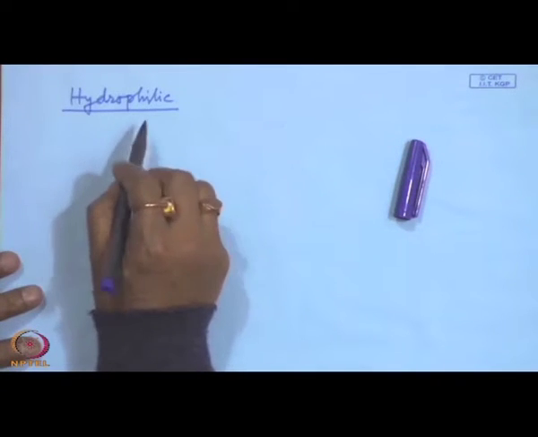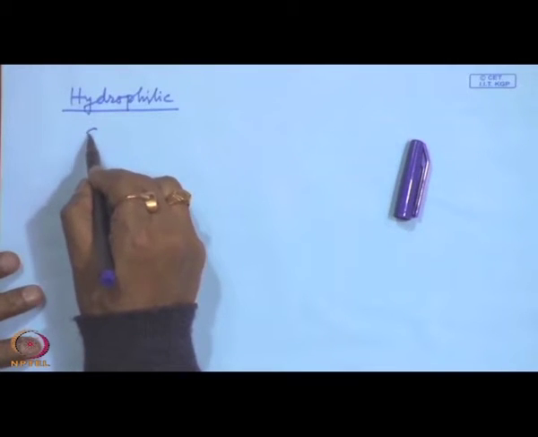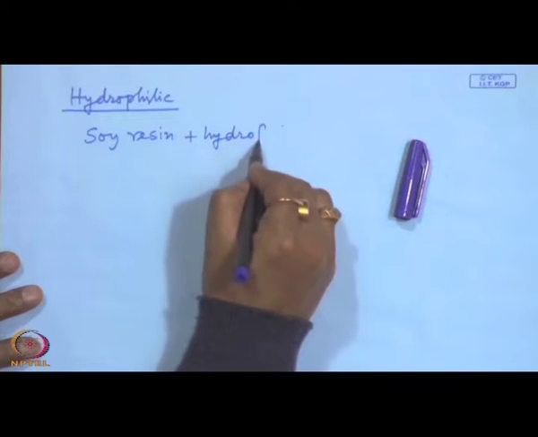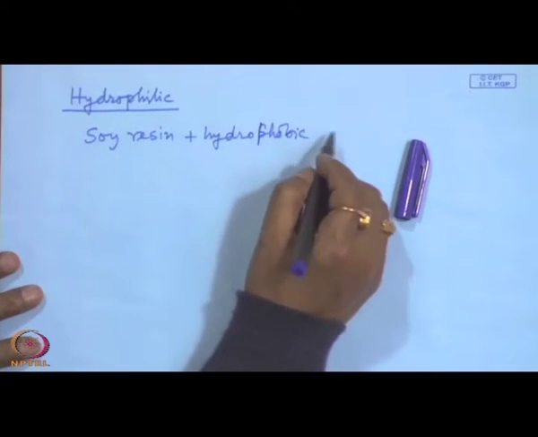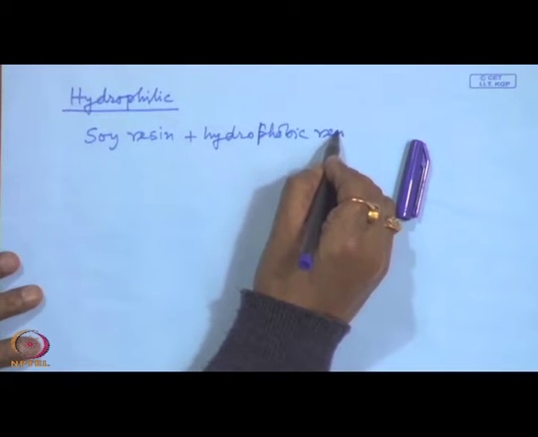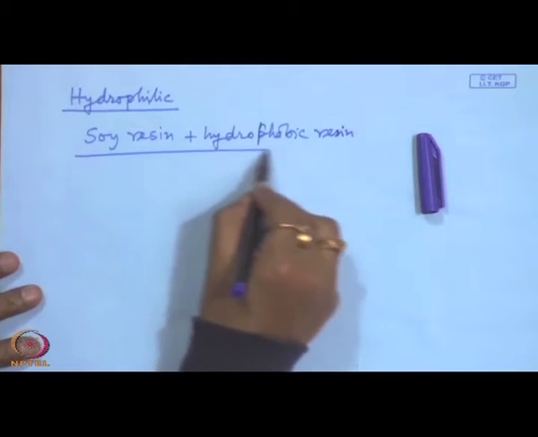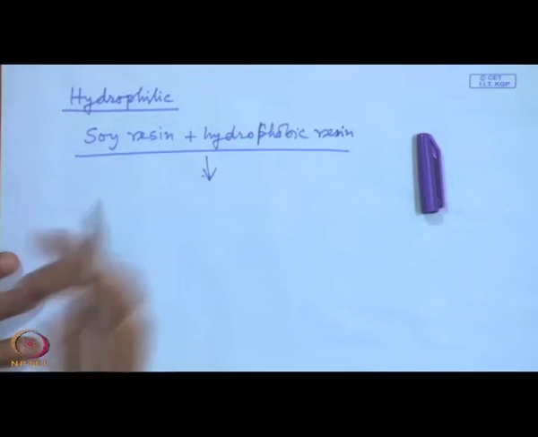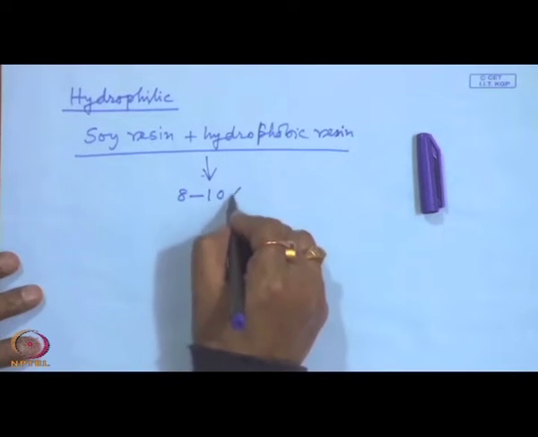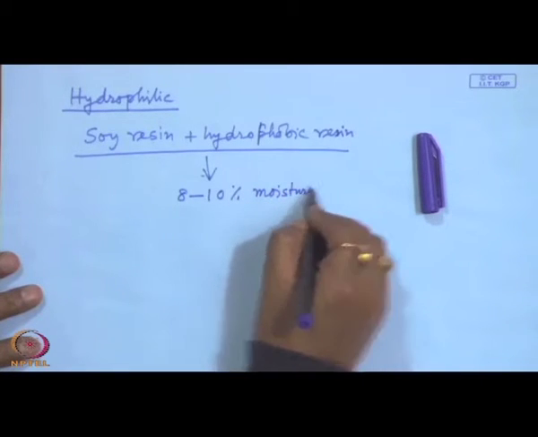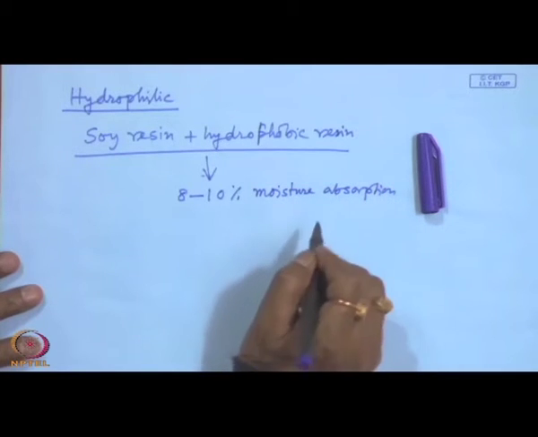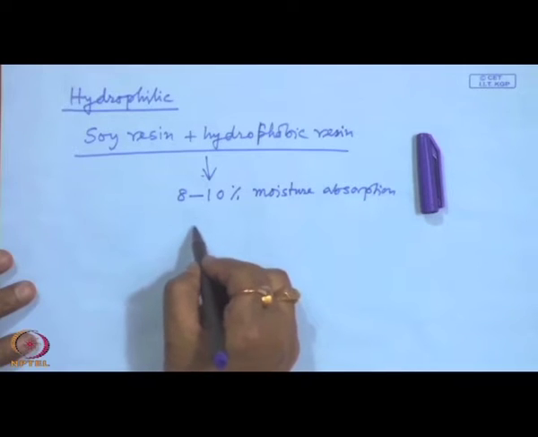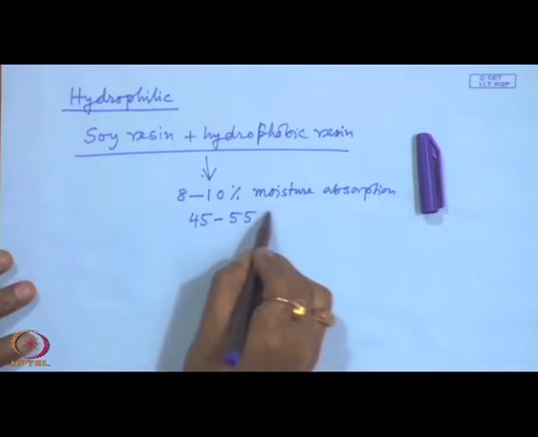So, in order to have a compromise, we have also developed composite by mixing soy resin with some hydrophobic resin in certain proportion, so that we could achieve moisture absorption of 8 to 10%, and tensile strength of that composite ranging between 45 to 55 megapascal.